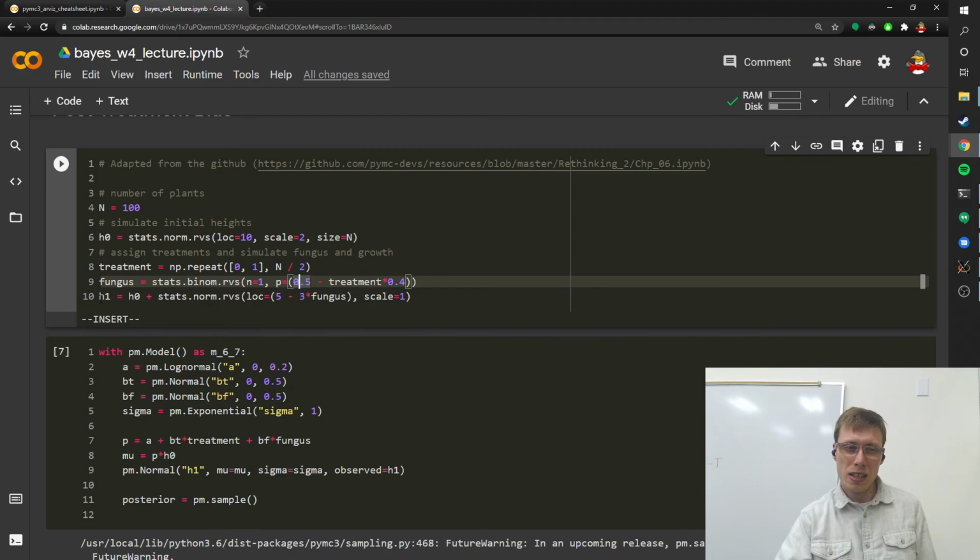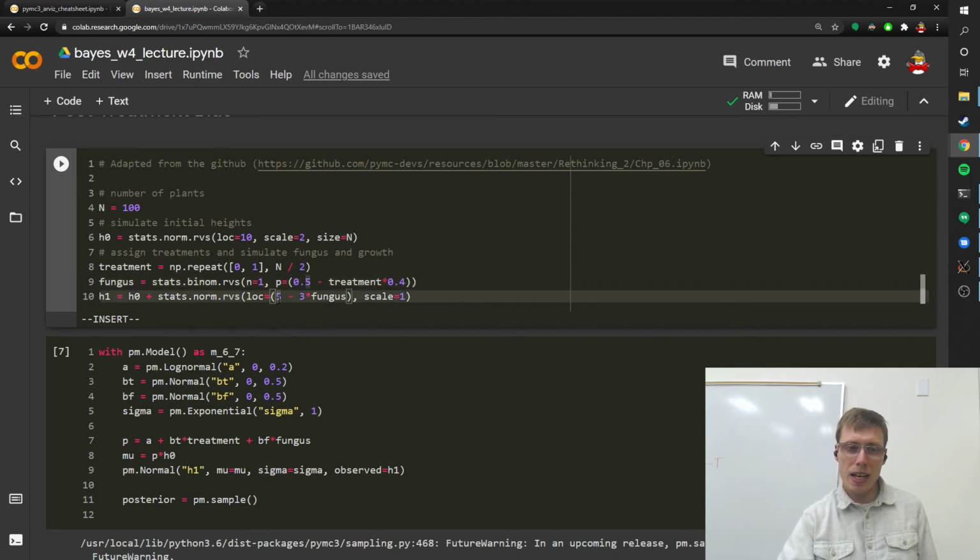And then finally, the final height is the initial height plus some random value. It typically adds 5 extra to the height if it does not have a fungus, if the fungus is 0. And if it does have fungus, then it only adds 5 minus 3, which is 2.